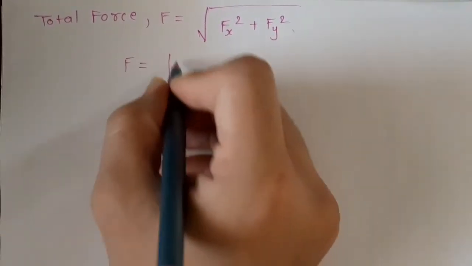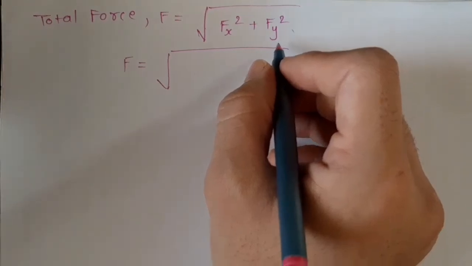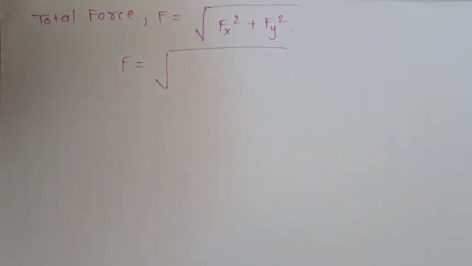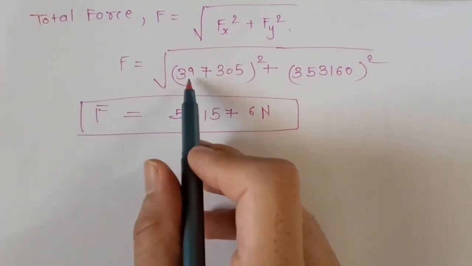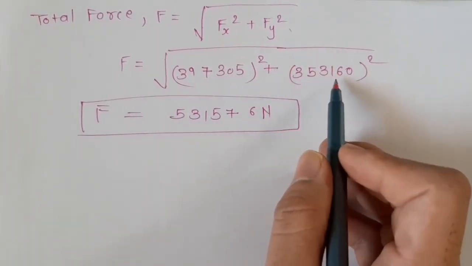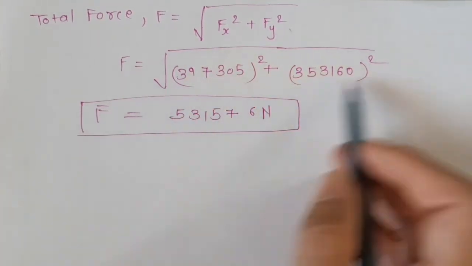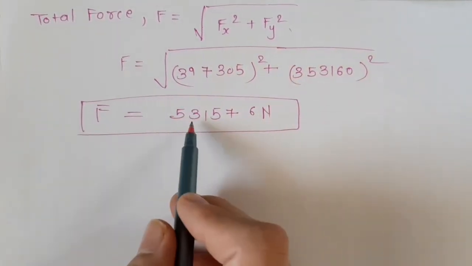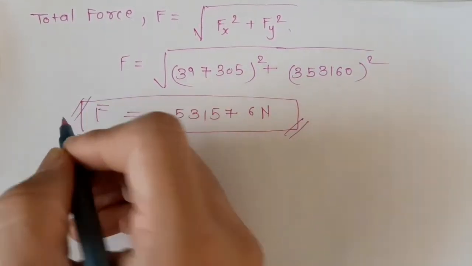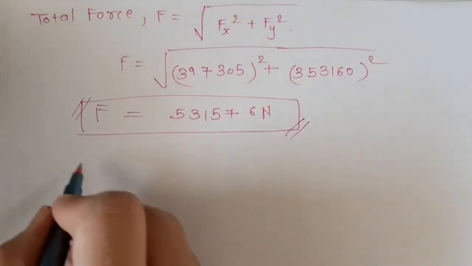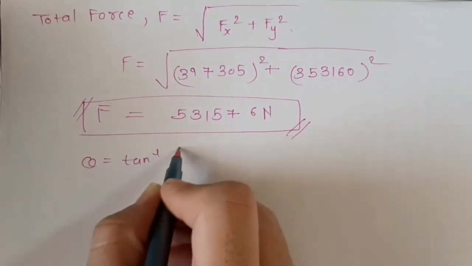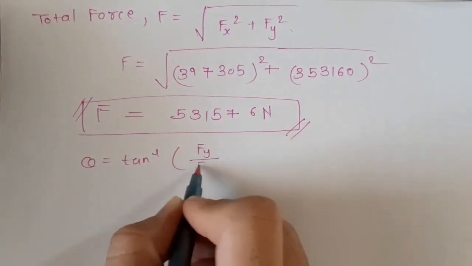So F equals the square root of Fx square, where Fx is 397305, the whole square, plus Fy, which is 353160, the whole square. If you calculate these, you will get F equals 531576 Newton. Okay, so this is the magnitude of the total force F acting on the curved surface. Now what will be the direction? Theta equals tan inverse of Fy upon Fx.